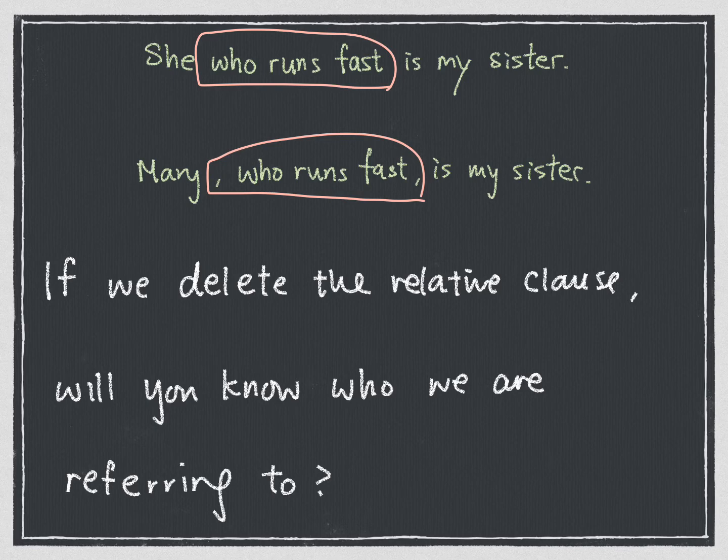If we delete the relative clause, will you know who we are referring to? If I just say, she is my sister, do you know who I am referring to? If I say, Mary is my sister, will it be clearer? So if I already know who Mary is, and I tell you Mary is my sister, what's the purpose of having the relative clause? Why do we still need it? And if I don't use the word Mary, if I just use she is my sister, then if I add the relative clause who runs fast, what is the purpose of adding it?